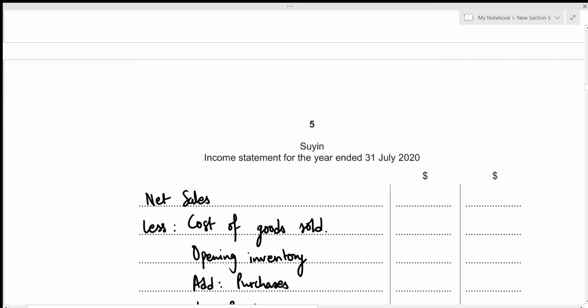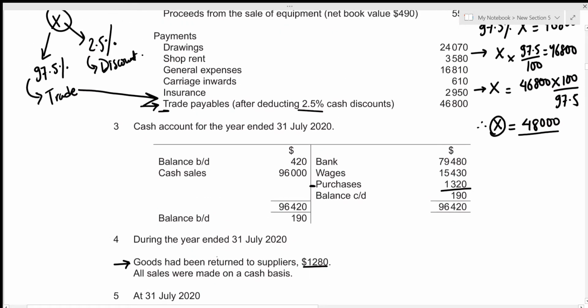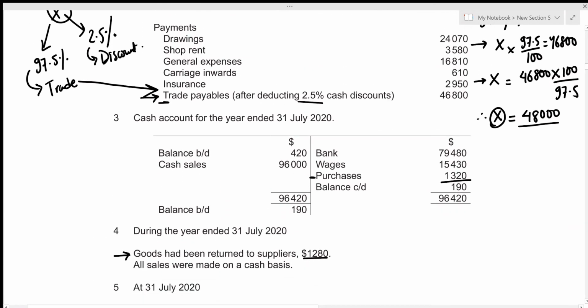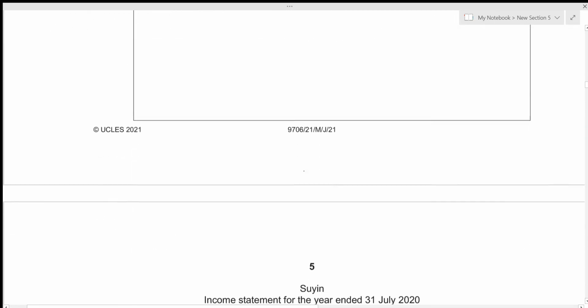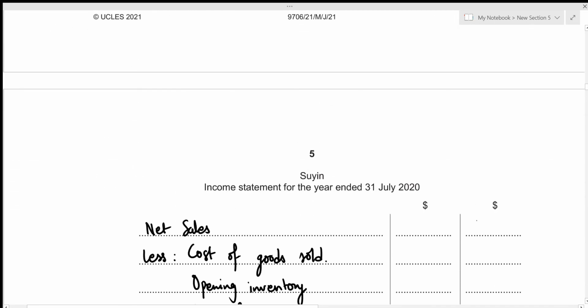So let's look at sales. All right, we were given the information that all sales were made on a cash basis. So there are no credit sales, right? And all the cash transactions is given under the cash account. So we're given cash sales right here, which amounts to 96,000. So that's just going to be the amount for net sales under income statement. Let's write that down. So this is going to be 96,000.